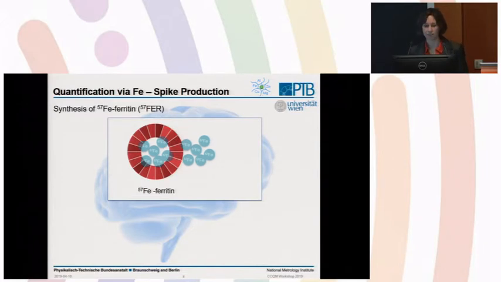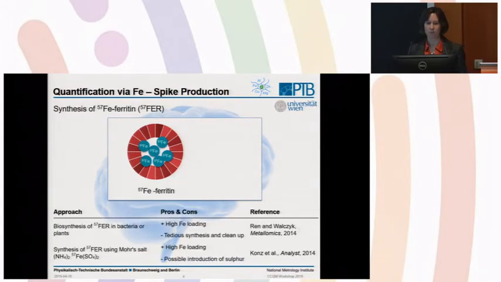Oh, that should be faster. Into the protein, there are different ways published in the literature. You can use a biosynthesis from bacteria or plants. The advantage is you get a very high iron loading, but it's quite tedious, and you have a lot of other proteins from the systems, so you have to clean up quite thoroughly.